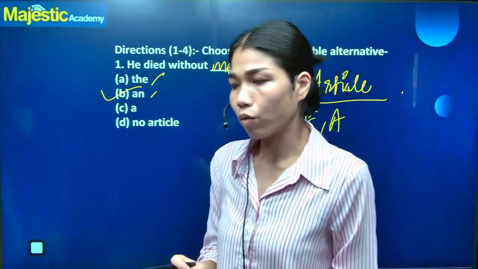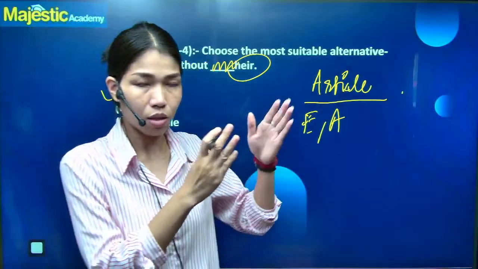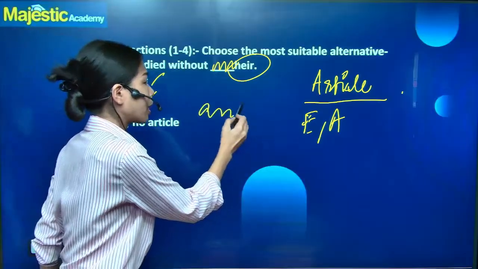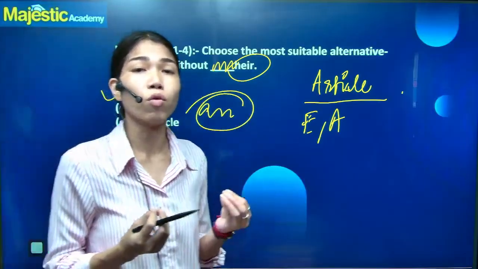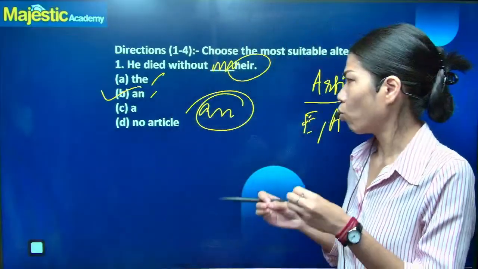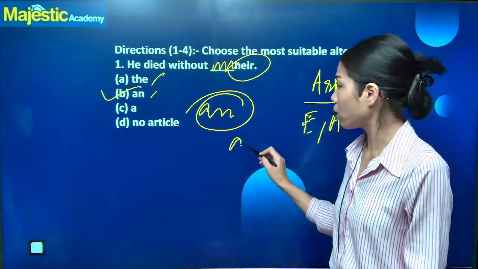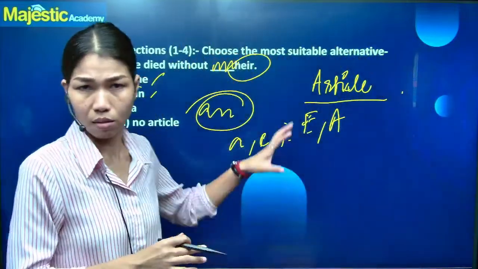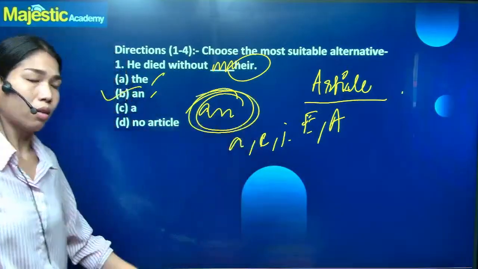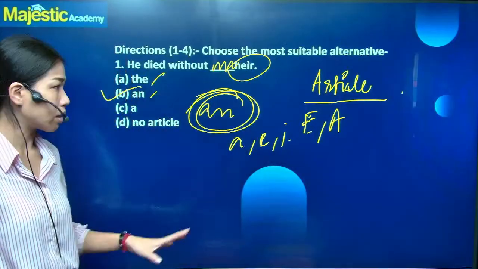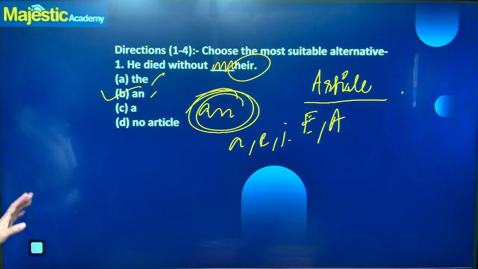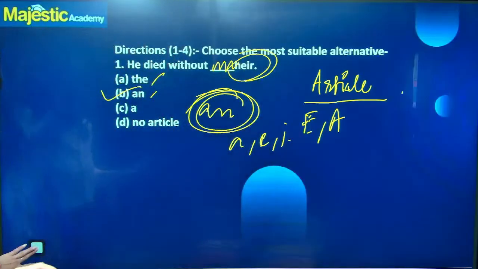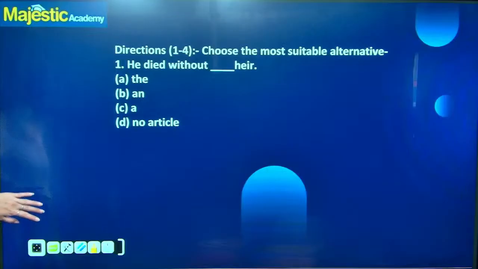In articles, whenever you get any question, you have to put an on the basis of the pronunciation of the vowel, not on the basis of spelling. Most students get confused: if the spelling starts with a, e, i, o, u, they put an in front of every word that starts with a vowel. But we have to focus on the pronunciation, not the spelling. So this is the first question. Let's move to the next question.